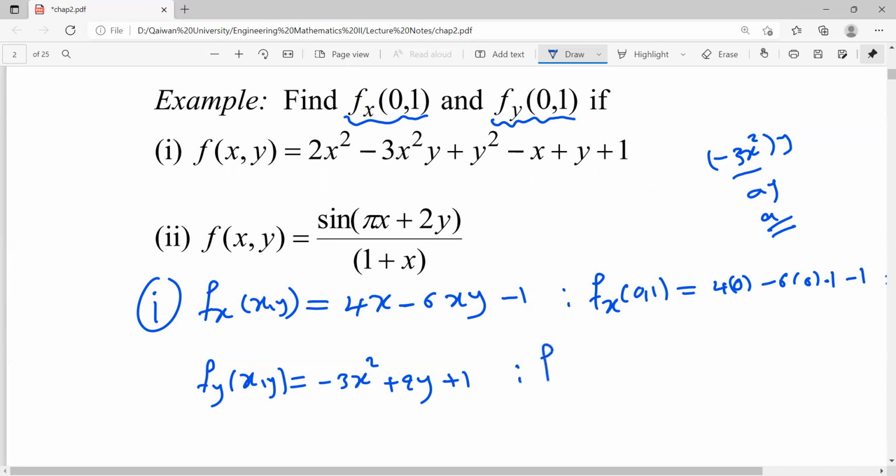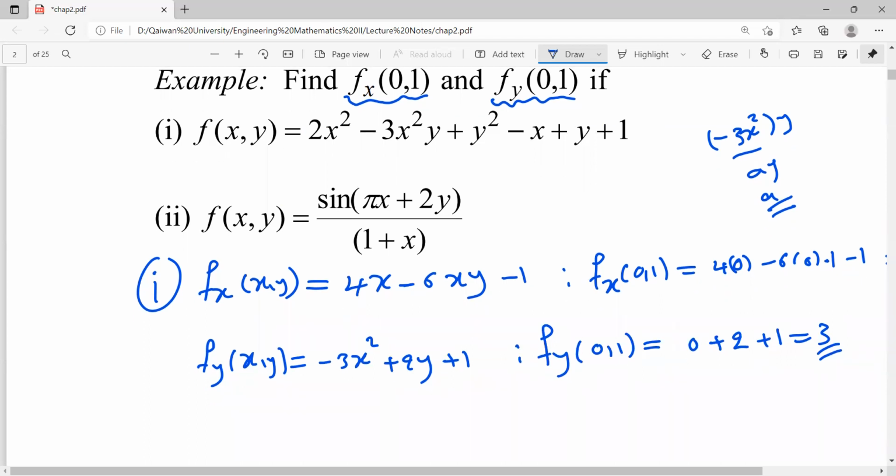Then f sub y at the given point is, we replace each x by 0 and y by 1. So we get 0 plus 2 plus 1, which is 3. That means f sub y at 0 and 1 is 3.